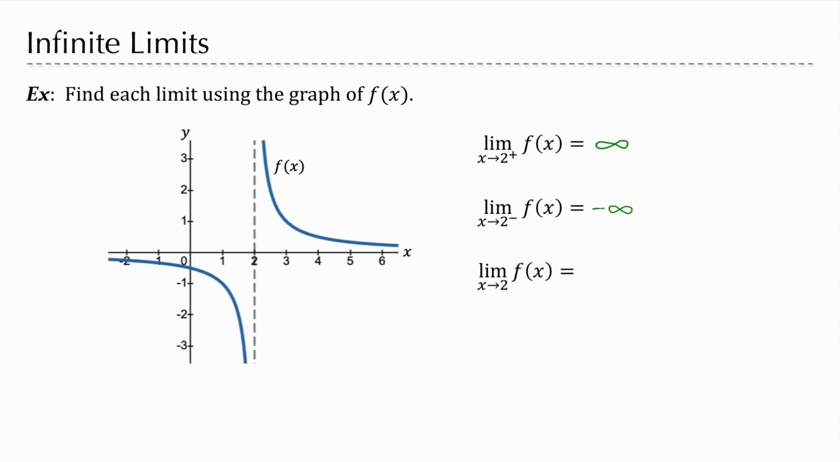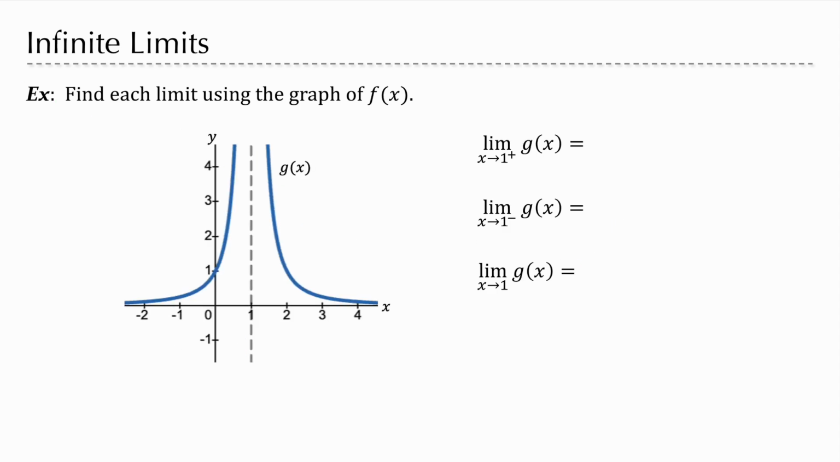And so since they don't agree, this is a situation where we just have to resort to saying the limit does not exist. Now, to give a kind of counterexample of that, let's look at another graph here, g of x, that does have a vertical asymptote. But as you can see, both the left and the right sides are doing the same thing. They're both increasing without bound.